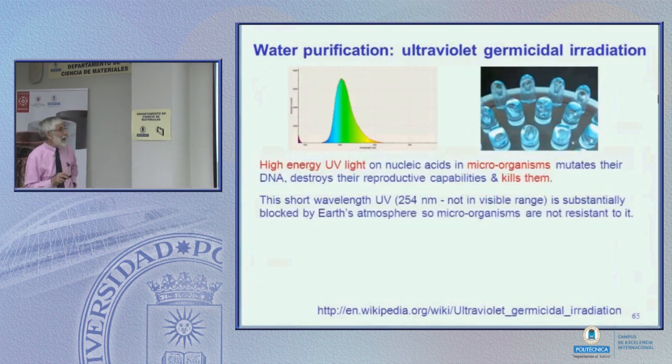In other words, their DNA is changed. Now, it is high-energy UV light that will do this. And the short wavelength is generally blocked by the Earth's atmosphere. So the bacteria, the microorganisms, are resistant because there's no sunlight. Sunlight, if it had high enough energy, would kill them. But that sunlight is not coming into the Earth because of the short wavelength.